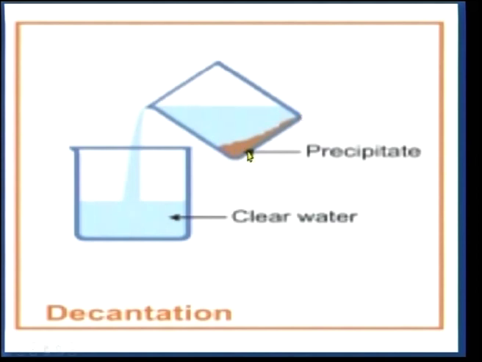The precipitate sediments down at the bottom of the beaker, and the supernatant liquid can be slowly taken into another container by holding it in a slanting position. The clear water can be removed, separated from this precipitate. What is this process called, children? Decantation. Now, let us see this activity.